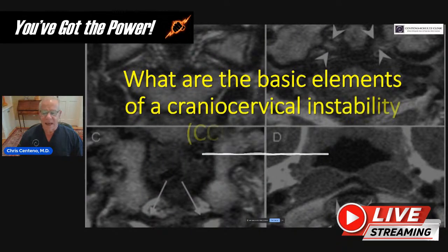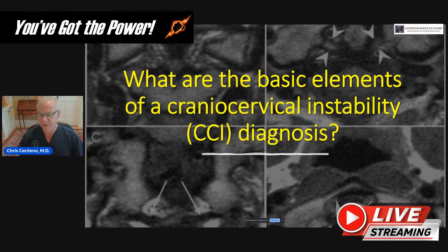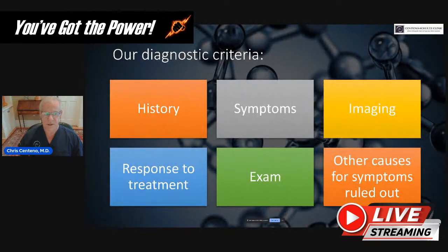So what are the basic elements of a craniocervical instability or CCI diagnosis? Now, these are our basic elements. I think you'll find that some of the surgeons might do this a little differently. And I'm pretty sure we're probably up there in being the most thorough in our requirements to get to this type of diagnosis. So we're going to look at a bunch of different things here.